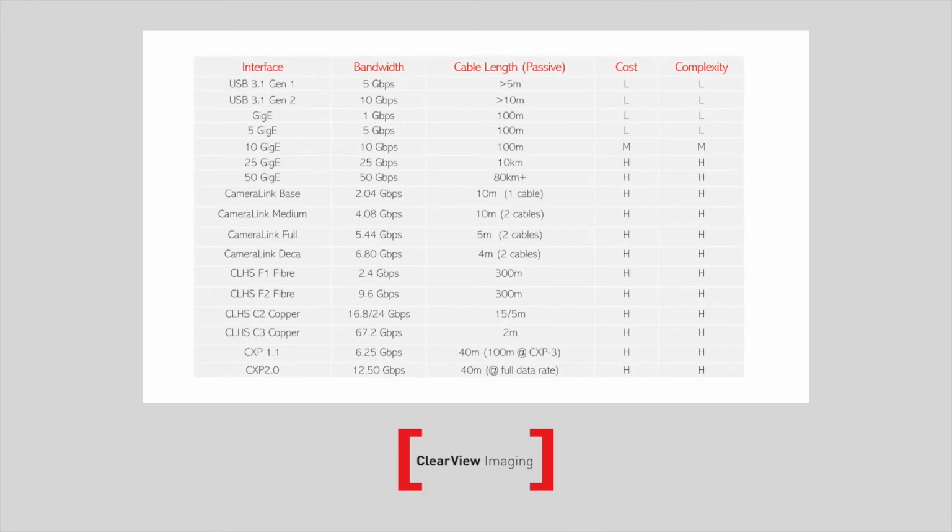CoaXPress 1 and 2 offer strong all-round performance with power over cable, and further advances are planned through the introduction of CXP over fiber. But you can see as cable length and data rates increase, so too does cost and complexity.